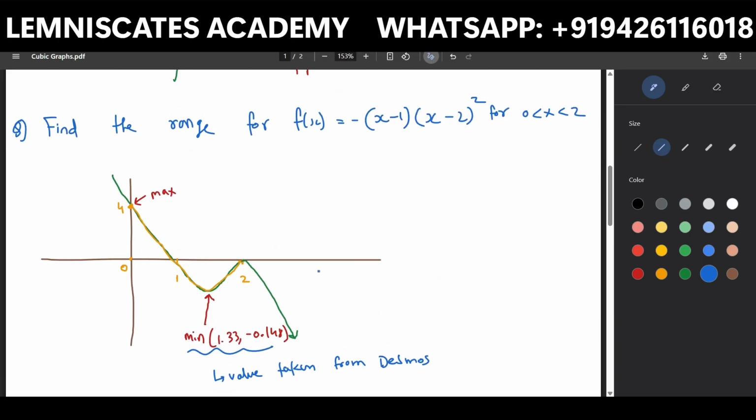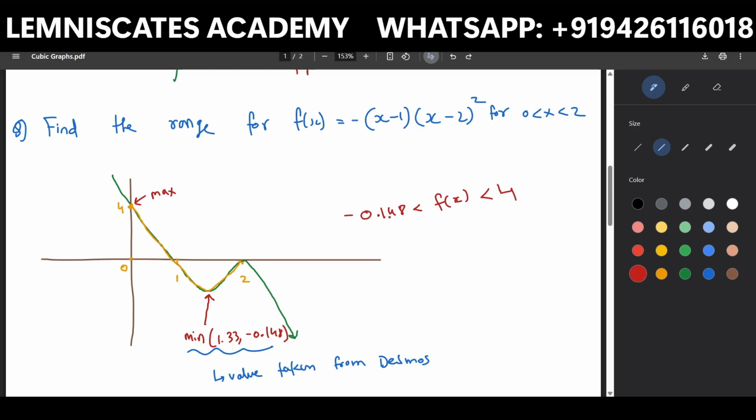Alright, so now what is going to be the final range for this? In the selected region, I can say that the minimum value is minus 0.148 less than f of x less than 4. Okay, so 4 is the maximum value, minus 0.148 is the minimum value, and in between that all the other values will lie that I have highlighted in the yellow region.